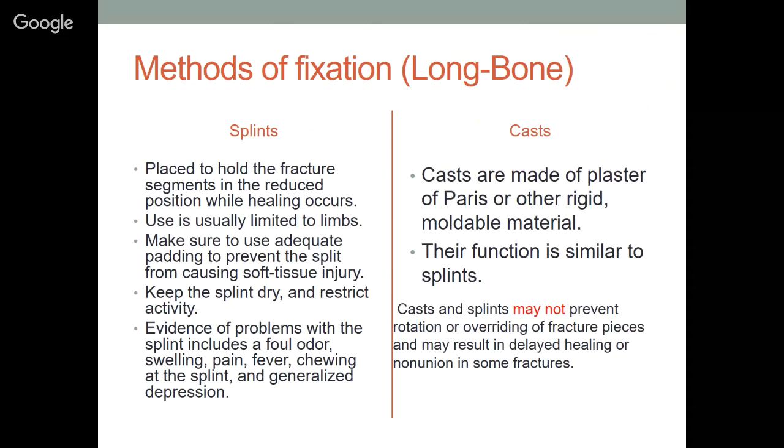Casts are made of plaster of Paris or another rigid moldable material, and their function is very much like splints. They will hold the fracture in place. Now, casts typically go all the way around a limb, and splints just splint one side of the limb. What we have to remember is that casts and splints may not prevent movement, either rotation or overriding of those fracture pieces. So that will result in delayed healing or non-union of some fractures.